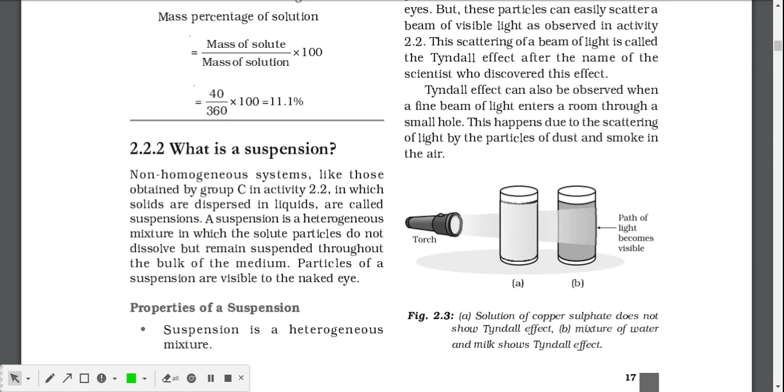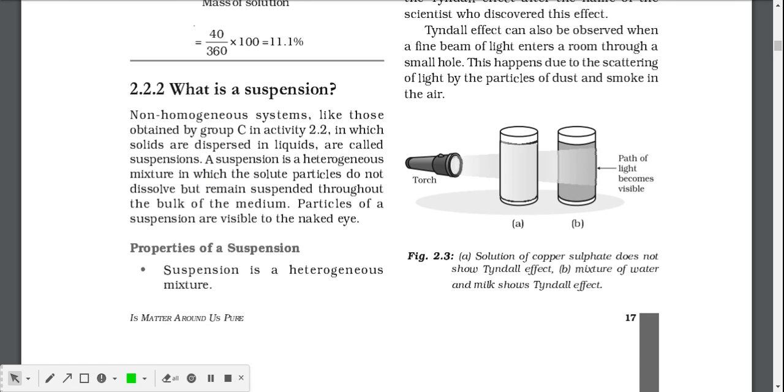So ज़्यादातर amount इनकी bulk of the medium मतलब पूरे के पूरे सोल्यूशन के अंदर ज़्यादातर ये जो सोल्यूट के पार्टिकल्स हैं, they remain suspended और uniformly dissolve नहीं होते. That means they are present in a non-uniform manner, right? So particles of suspension are visible with the naked eye.